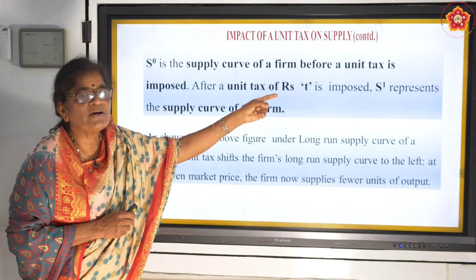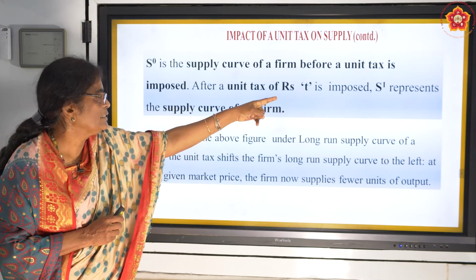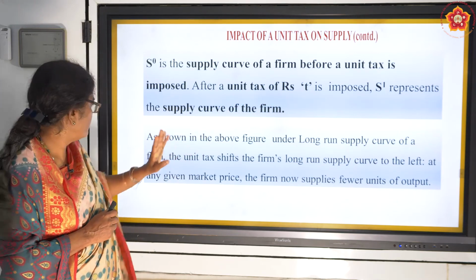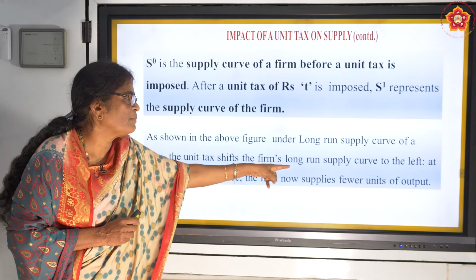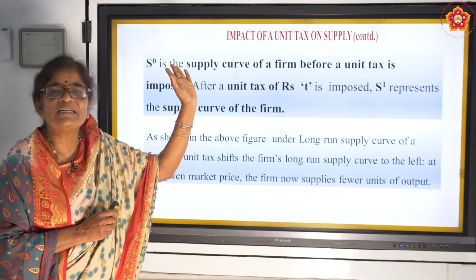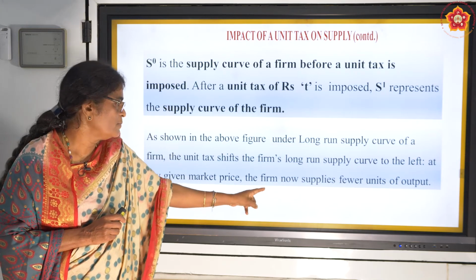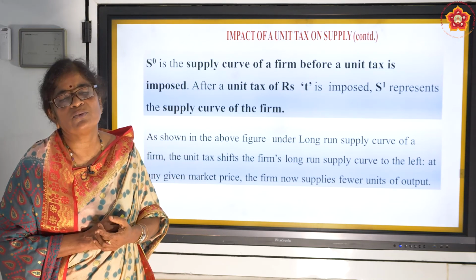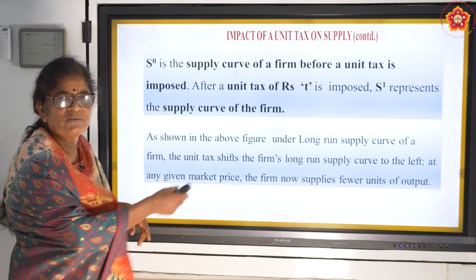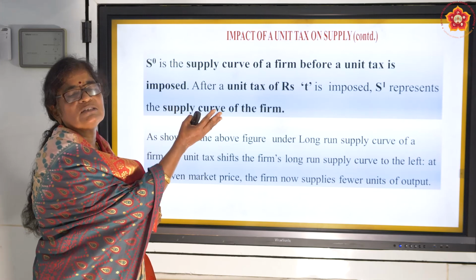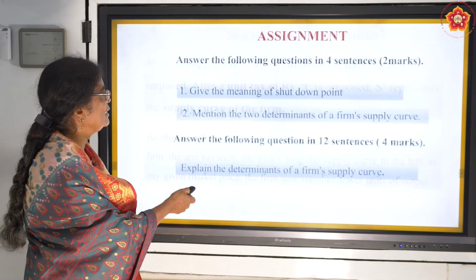S0 is the supply curve of a firm before a unit tax is imposed. After the unit tax T is imposed, S dash represents the supply curve of the firm. Here, the unit tax shifts the long run supply curve to the left. That is what the upward arrow indicates. At any market price, the firm supplies fewer units of output. Here the output level is on the x-axis, so when you go leftward towards the cost line, the y-axis, the output level supplied is lesser and lesser.